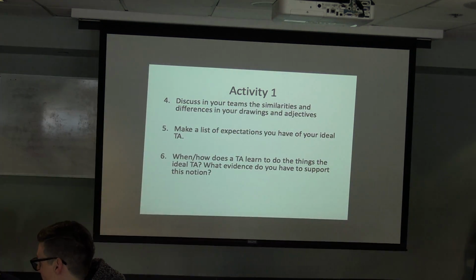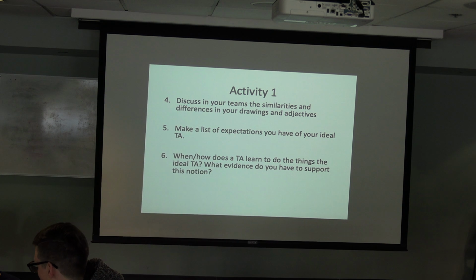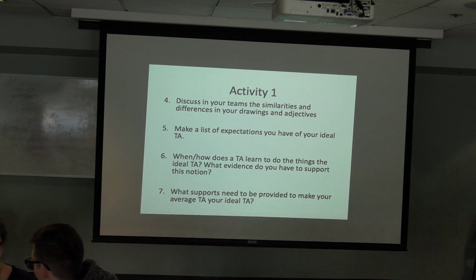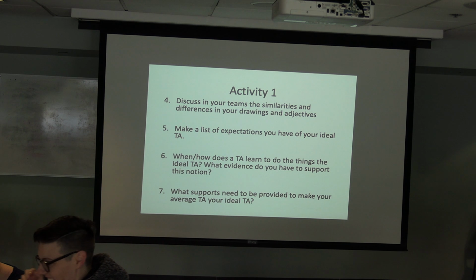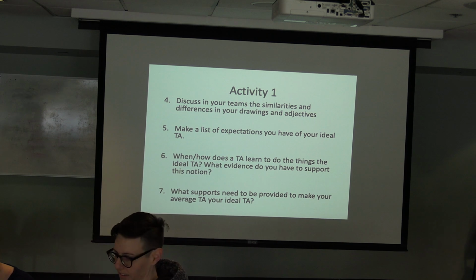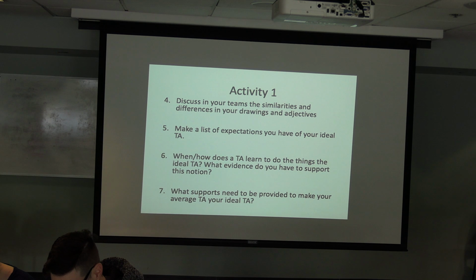All right. I know I keep stopping you and giving you new tasks, but this is me trying to move the discussion along. So now that you have this, when or how do they learn it, the last question becomes, and this is where, again, you need to come in with the TA training, what supports need to be provided to make your average TA your ideal TA, right? So you've had this discussion and thought about what your average TA looks like and how they are related to your ideal TA. And so what supports need to be provided in order to make your average TA your ideal TA? Take another 3 minutes.